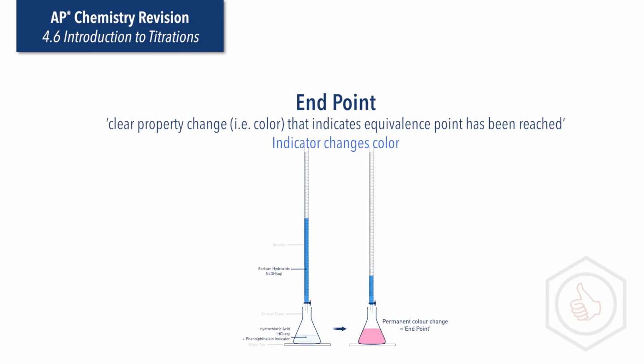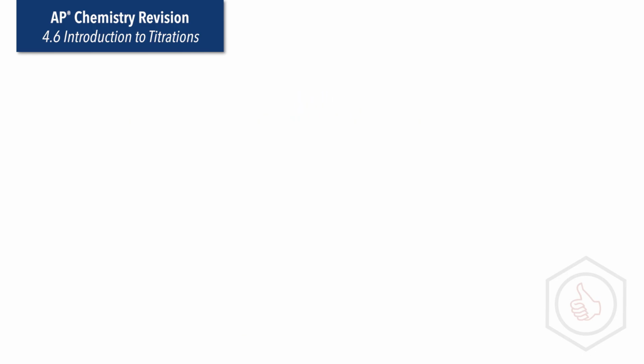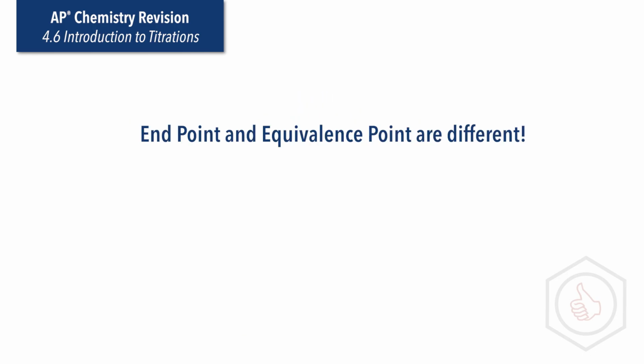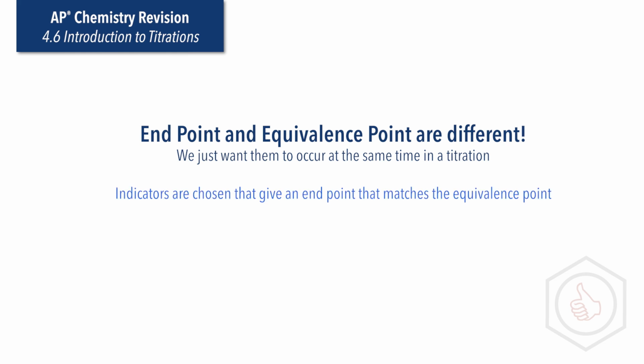Notice here that the endpoint and equivalence point in a titration aren't actually the same thing, but we want them to occur at the same point. So an indicator should be chosen that will have an endpoint that should match the equivalence point for the given reaction. So for an acid-base titration, the pH that will cause an indicator to change colour should be the same pH achieved when the acid and base react together perfectly.